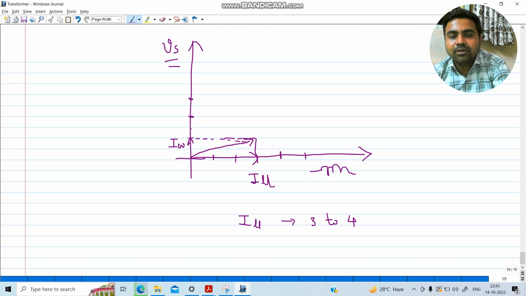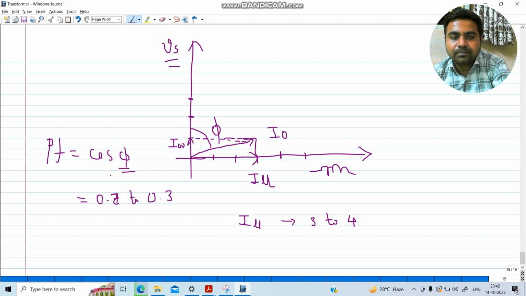Now you can easily observe that this theta, the angle between the voltage and the resultant current, which is also known as the no load current, is greater than 45 degrees. So almost, that's why at no load we will have a power factor of 0.2 to 0.3, because cos 70 degrees will be almost 0.2 to 0.3.